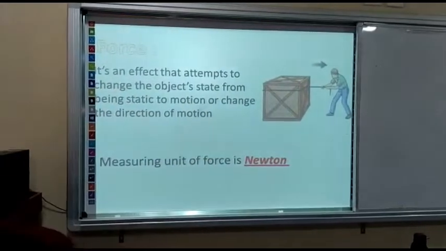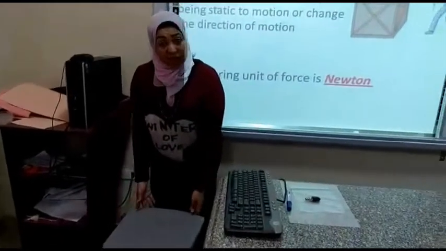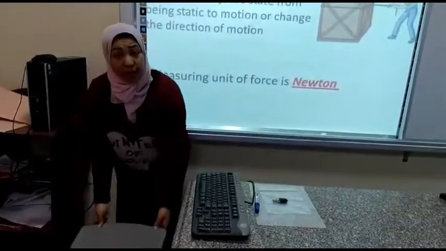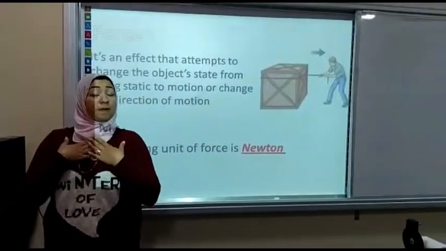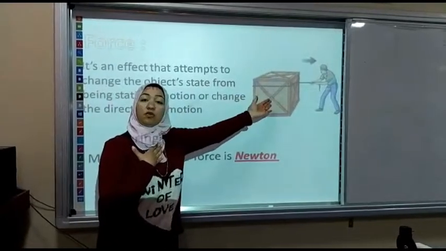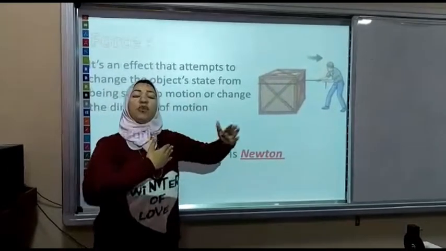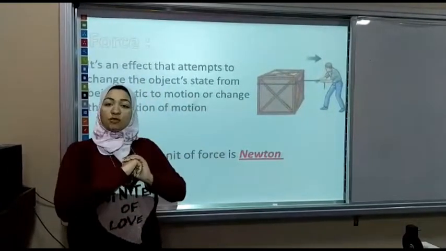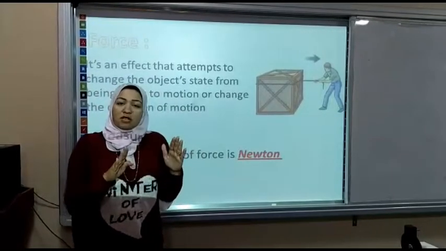Like this one. This is a chair. When I move it forward and backward, forward and backward, this chair moves by my force. Like this man, he tried to move the block by his force, forward or backward. So he is going to change the state of the object. If it's static, to motion. Static means it doesn't move.